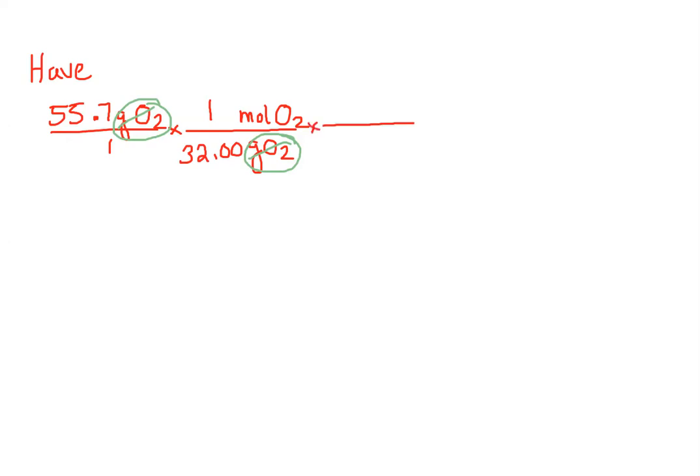Then we're going to do moles of oxygen to moles of copper sulfide. Because we're trying to see if we have 55.7 grams of oxygen, how many grams of copper sulfide do we need? So these numbers right here come from the balanced equation. Let me write the balanced equation up here.